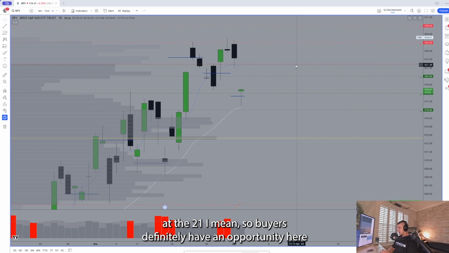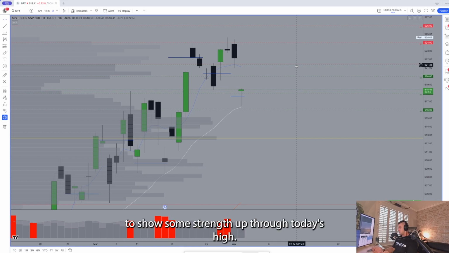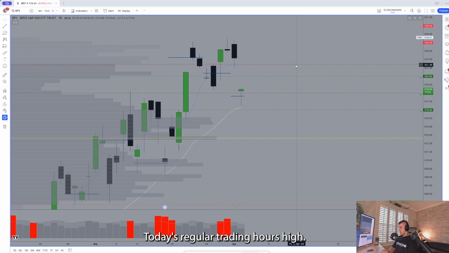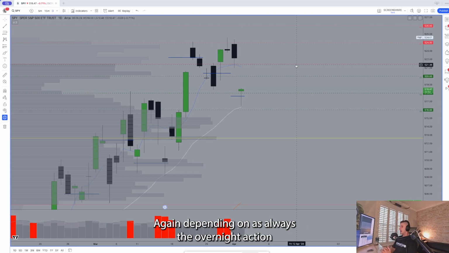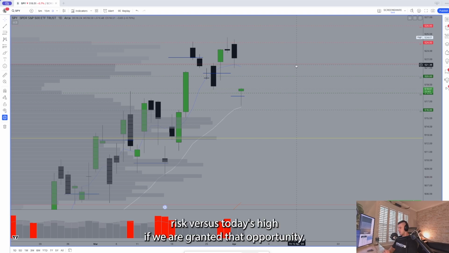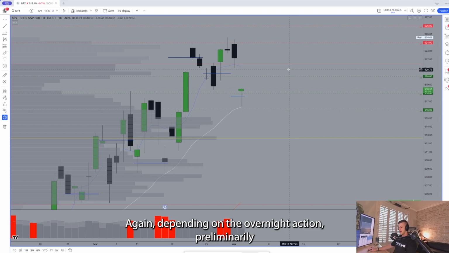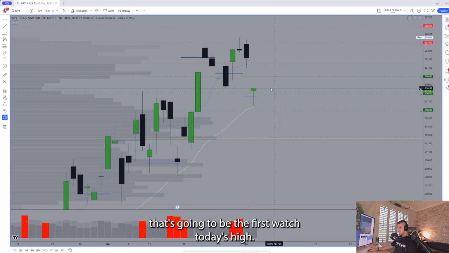So buyers definitely have an opportunity here to show some strength up through today's high, today's regular trading hours high. And so that's going to be the most significant level of tomorrow's session. Again, depending on, as always, the overnight action and how active that pre-market and overnight session is. So I'll be looking to establish risk versus today's high if we are granted that opportunity. Again, depending on the overnight action. Preliminarily, that's going to be the first watch, today's high.